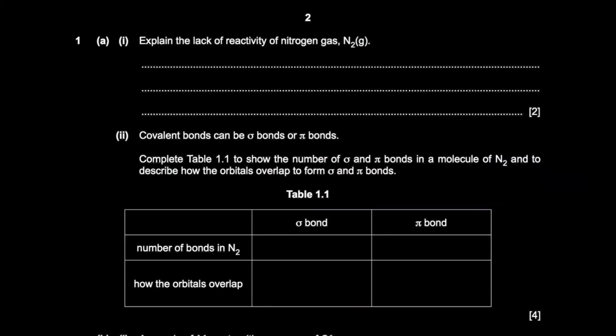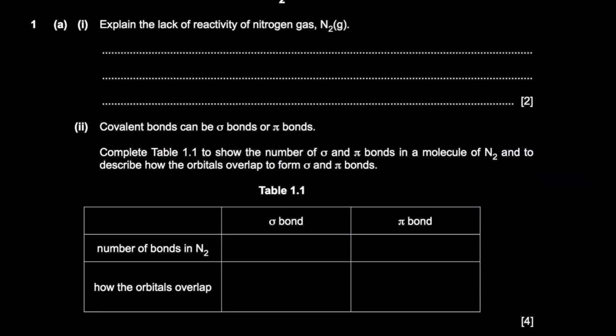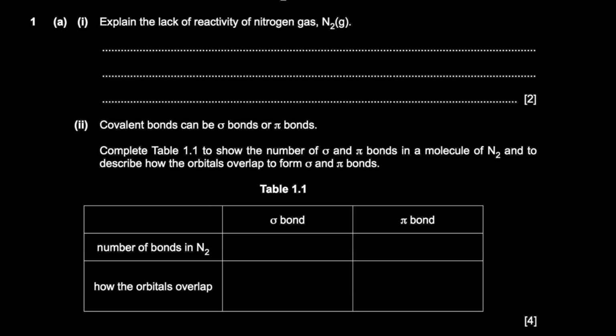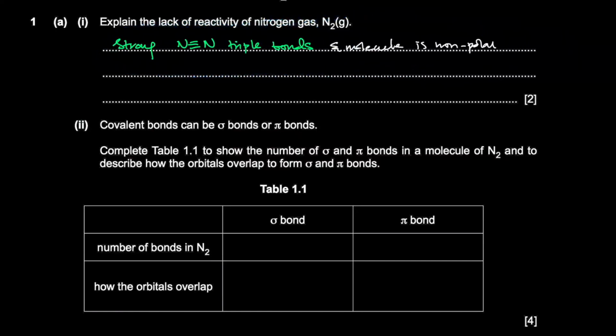The first question is explain the lack of reactivity of nitrogen gas. We've done this before, right? Nitrogen has a strong triple bond and it is non-polar. That's why it's unreactive. So strong nitrogen triple bond, and the molecule is non-polar. Remember, generally speaking, the stronger the bond, the less reactive. And the more polar a molecule, the more reactive it is.